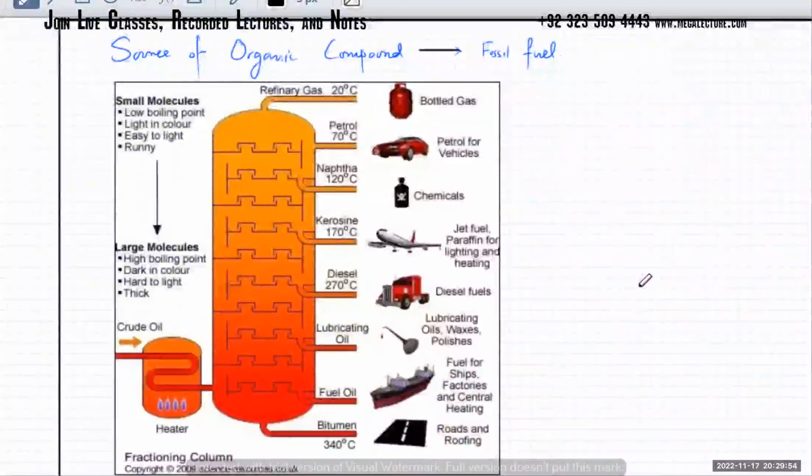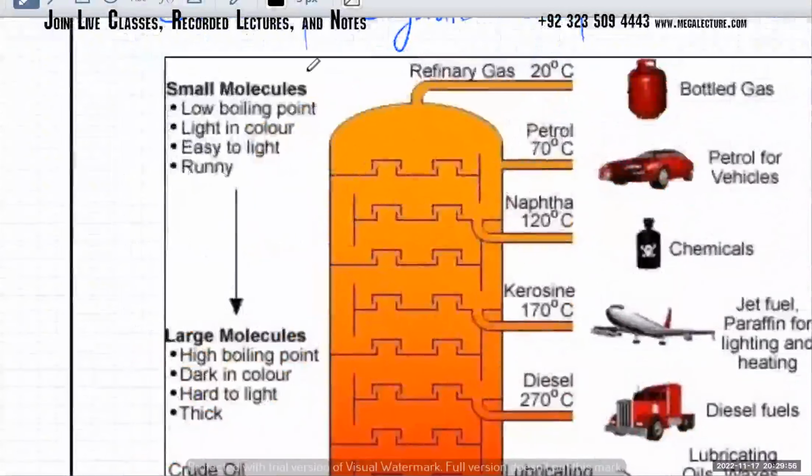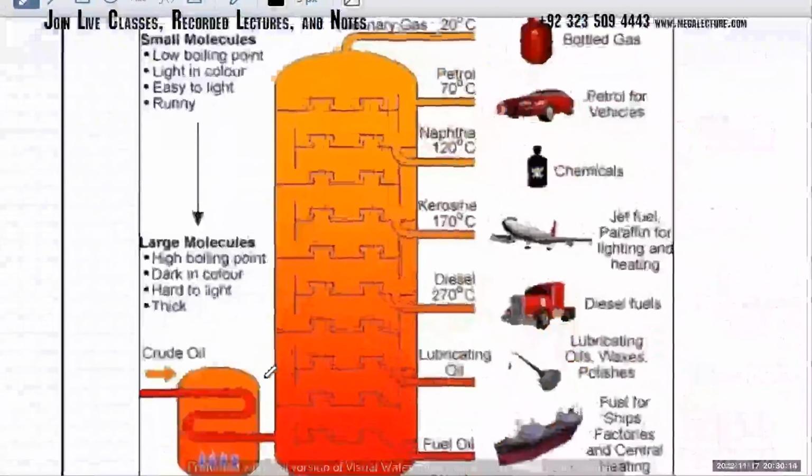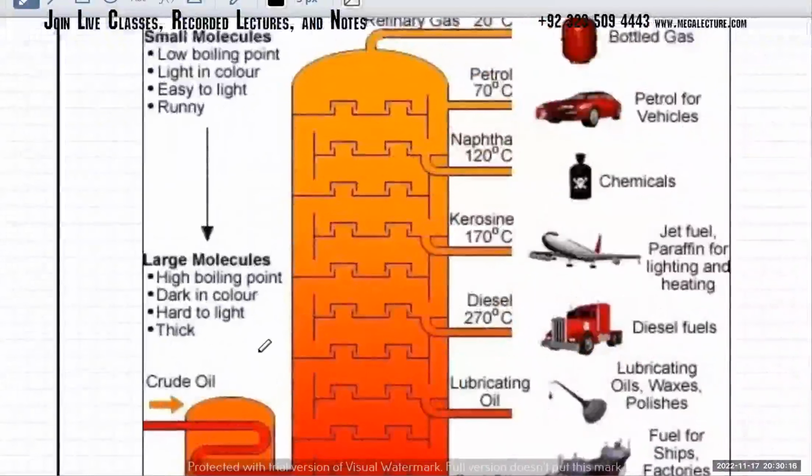Remember this: small molecules always have low boiling points because they have less van der Waals forces. They're light in color, easy to light, which means burn, and runny, which means less viscous. ठीक है, उसने ये words use किए हैं. Large molecules have high boiling points. They're dark in color, hard to light, difficult to burn, waxes, etc. And they are very thick as well.